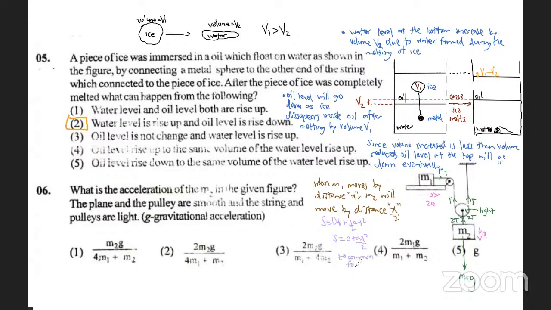Common for M1 and M2, because if M1 moves 1 second, M2 is also going to move 1 second. Therefore, this is proportional to acceleration. Remember, if the displacement of this is x, and the displacement of this is x by 2, then the acceleration should be that way.